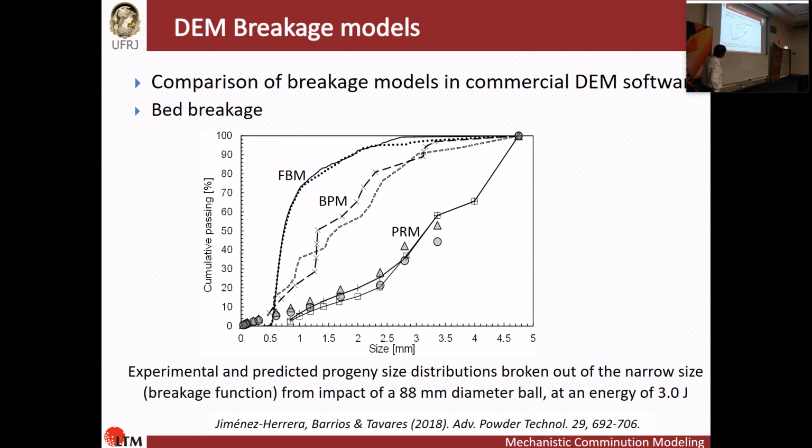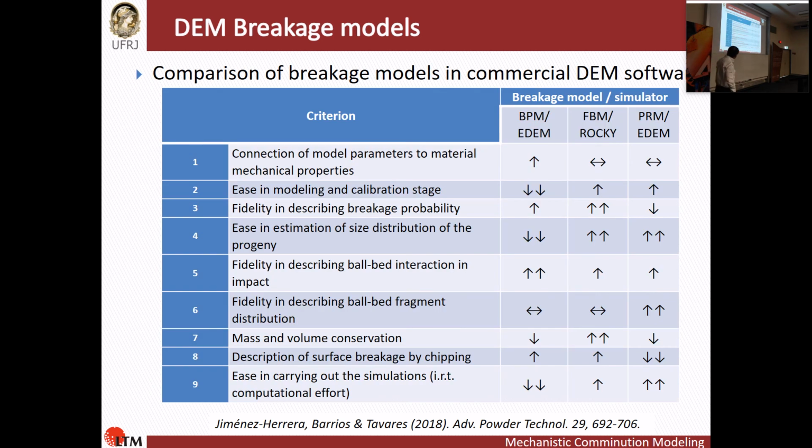it became quite obvious here that the data are those triangles and circles, and the particle replacement was actually pretty good at representing what came out of the tests for a given energy, but those two models were completely off in spite of a lot of effort that we put into trying to calibrate them. So then we did a head-to-head comparison between the models.